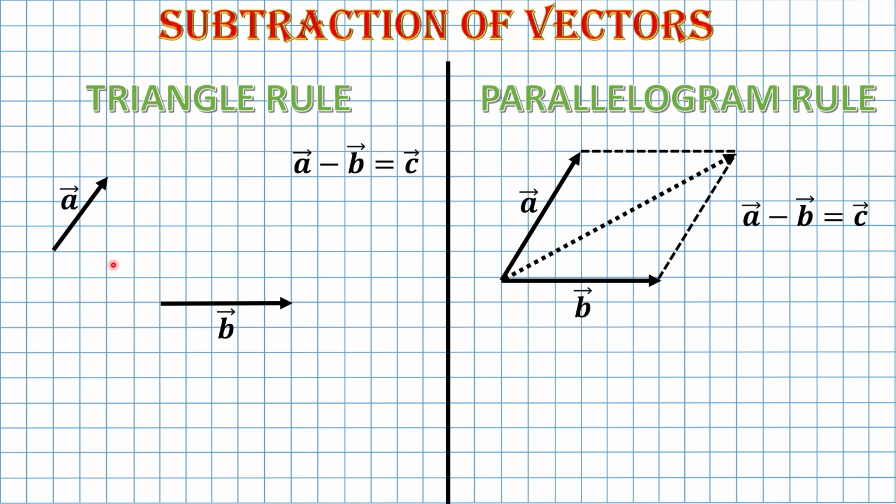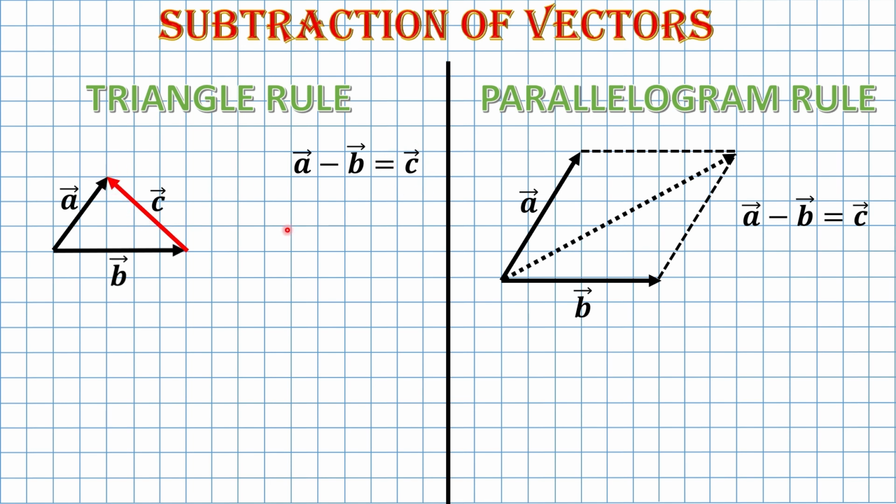But in case of subtraction, we need to connect the beginning point of one vector to the beginning point of another vector, like this. Then resulting vector C will be like this. You may have a question why this vector has this direction. So you need to remember that the direction of resulting vector will be towards the vector from which we subtract. Since we subtract from vector A, the resulting vector is pointing towards the vector A.